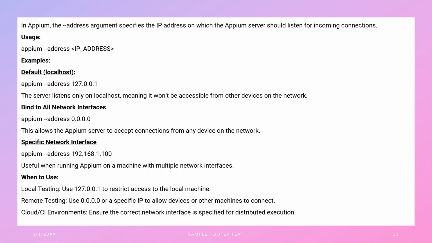And the usage, how exactly the command looks: we use apm double hyphen address, and we have to provide the IP address here. We will see three cases here: the default, binding to all network interfaces, and a specific network interface, and then we can see when to use these three, based on requirement.